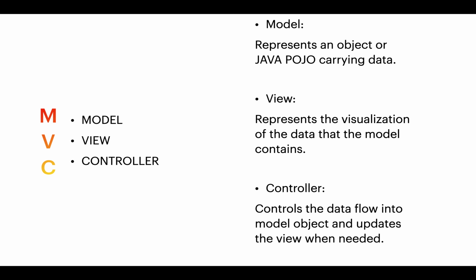The view represents the visualization of the data that the model contains. Finally, the controller acts on both model and view. It controls the data flow into the model object and updates the view whenever data changes. It keeps view and model separated.